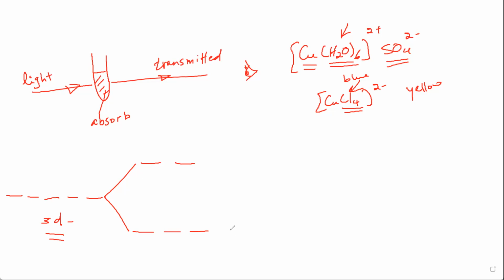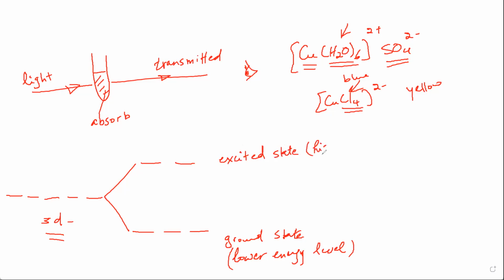We call this the ground state. If you don't want to say ground state, you can say the lower energy level. And this is the excited state, or we can say the higher energy level.